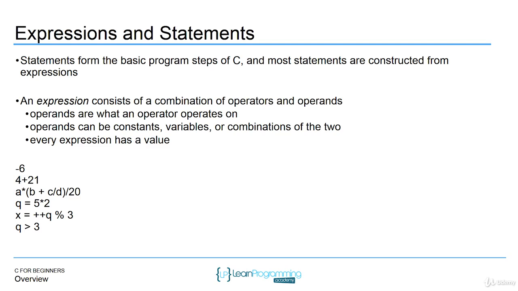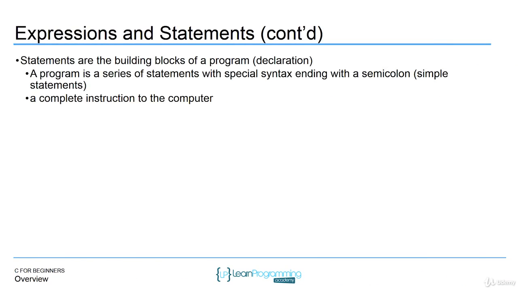And then you see an assignment, which is Q equals 5 times 2. That's where you have an expression, 5 times 2, on the right-hand side, and you have a variable on the left-hand side. Together, those make up a statement. Another one is x equals plus plus q % 3. We'll talk about those. Plus plus is an incrementation operator. Percent is a modulus operator for remainder. And then a comparison operator, q is greater than 3. A variable q is greater than 3. But these are examples of expressions.